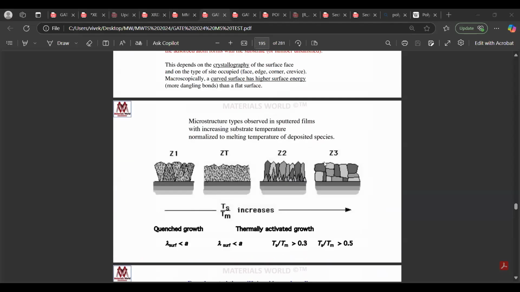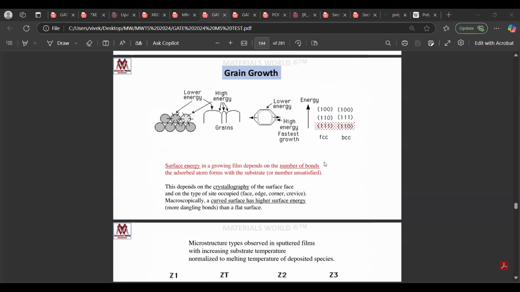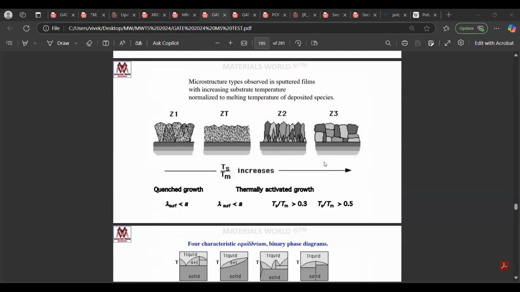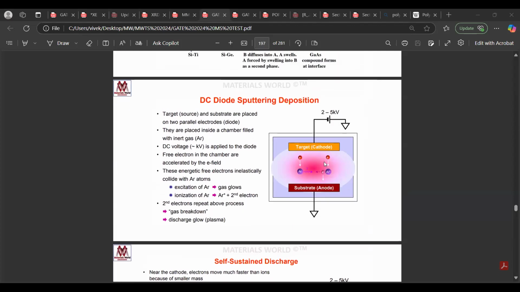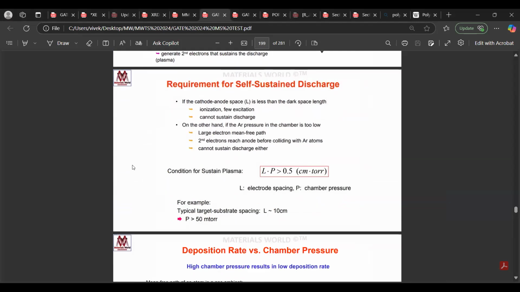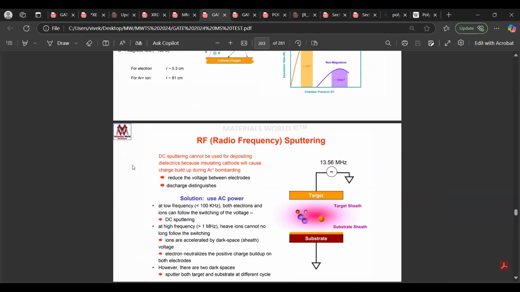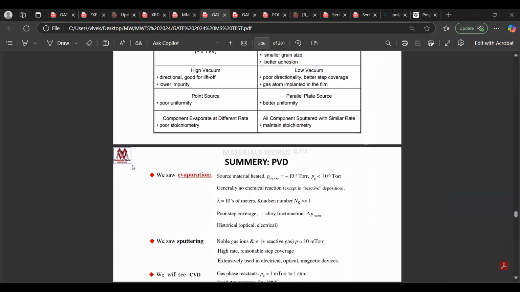So if you see, just open our test series notes. You simply open the CVD. The first page itself gives the whole answer. You don't need to go anywhere else. That 2 marks question was based on just the first page.